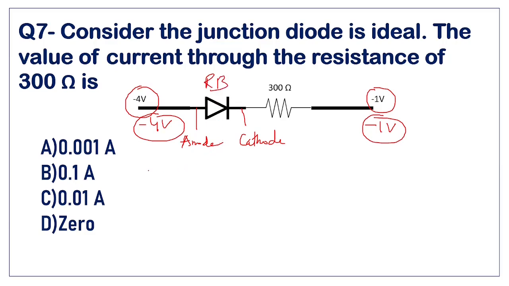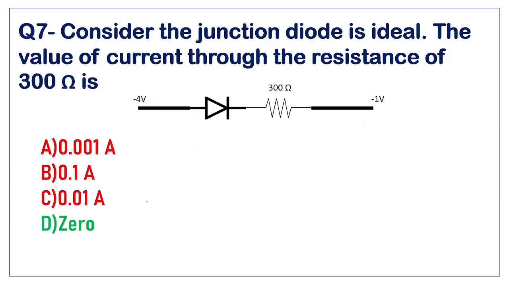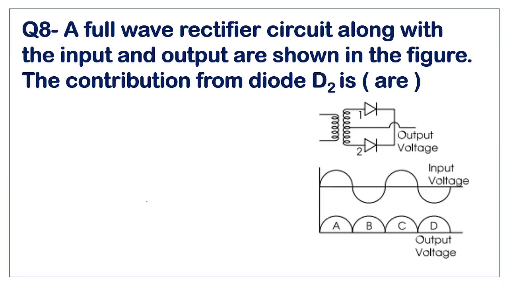So here, out of these 4 options, the value of current through the 300 ohm resistor will be 0, since no current is flowing. So option D will be the right answer here, that is 0. Then we'll go to the next question.